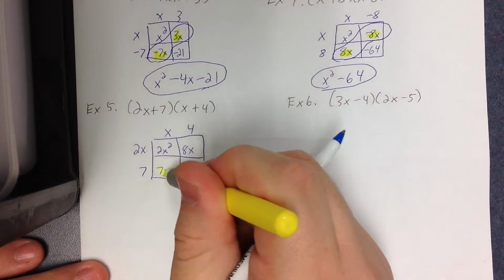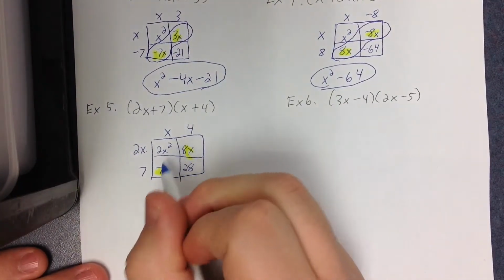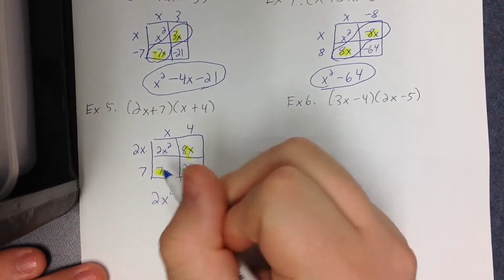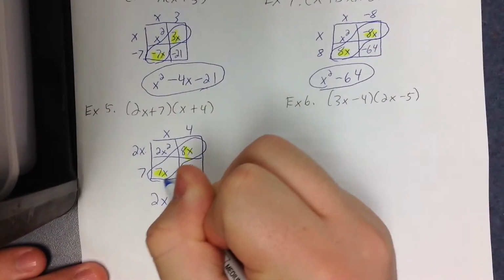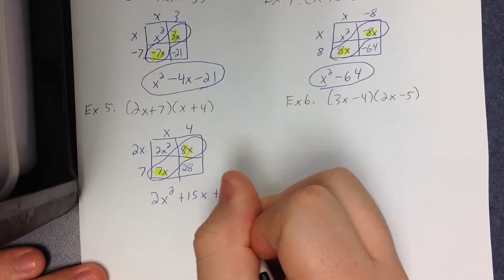So I got like terms of 7x and 8x. So I got 2x squared. 7x plus 8x is positive 15x. And then plus 28.